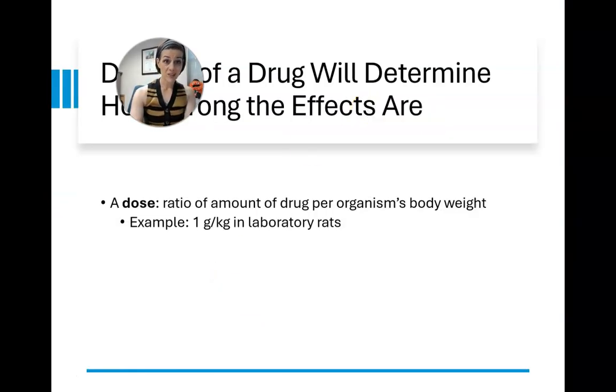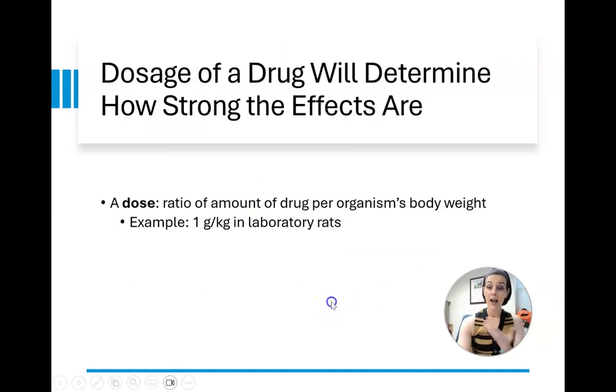So when we talk about drugs, the effect that we get ultimately will depend on the dose. A dose is basically a ratio of the amount of drug that you will give per that organism's body weight. So for example, something like 1 gram per kilogram in laboratory rats. We need to know the weight of the lab rat to give a certain amount of a drug. If a rat weighs 1 kilogram, it would get 1 gram of a drug. If a rat weighs 0.3 kilograms, it's going to get 0.3 grams.